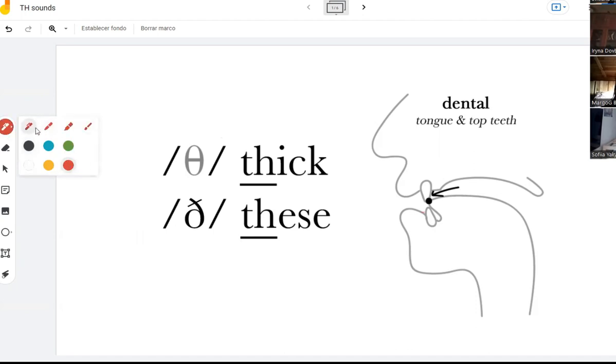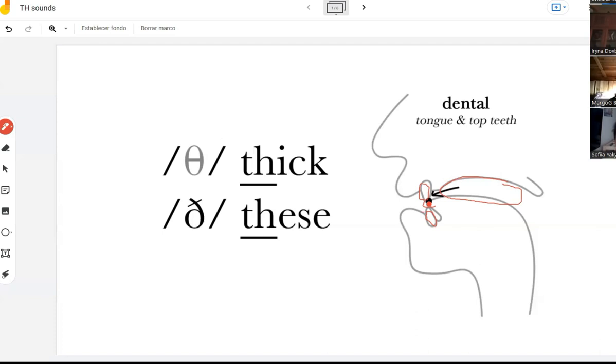So how to pronounce those sounds? Let me use my marker. Look, these are your teeth, and this is your tongue. What you need to do is put your tongue between your teeth. Generally you bite the tip of your tongue, and it has to stay there. Let me see if I can put my camera closer so you can see. You see, just a small tip of my tongue goes outside.